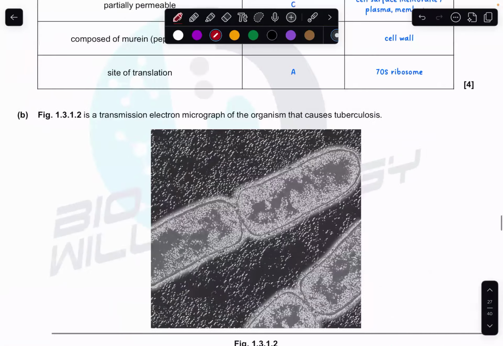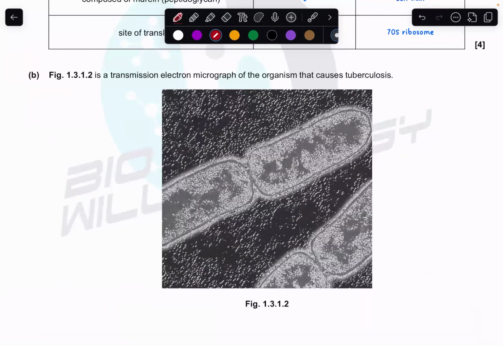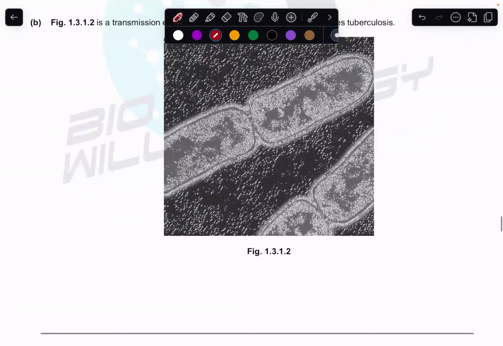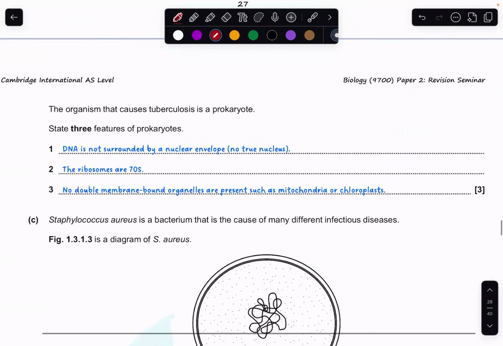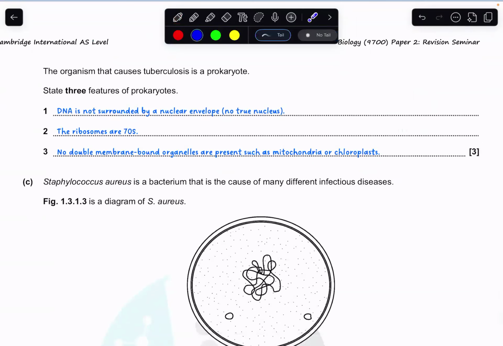This is a transmission electron micrograph of the organism that causes tuberculosis, Mycobacterium tuberculosis. In infectious diseases, you're going to learn this. Because this is a prokaryote, here are three features of prokaryotes. DNA is not surrounded by a nuclear envelope, so they don't have a true nucleus. The ribosomes must be 70S ribosomes, and they don't have membrane-bound organelles such as mitochondria and chloroplasts.